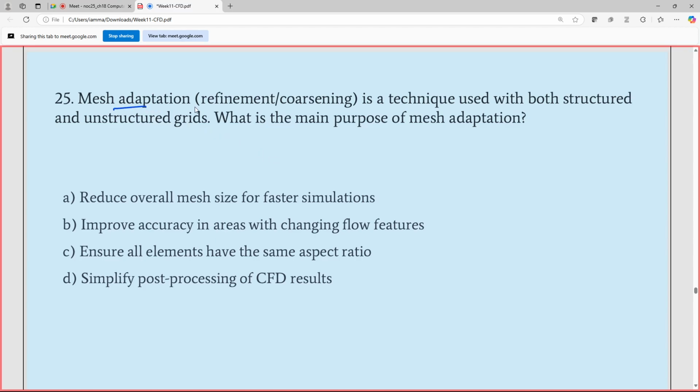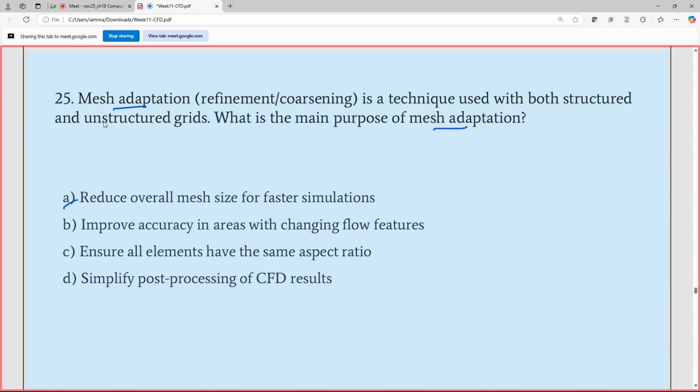Mesh adaptation, that is, refinement or coarsening of the mesh, is a technique used with both structured and unstructured grids. What is the main purpose of mesh adaptation? Options are option A, reduce the overall mesh size for faster simulations. Option B, improve the accuracy in areas with changing flow features. Option C, ensure all elements have the same aspect ratio. Option D, simplifying post processing of CFD results.